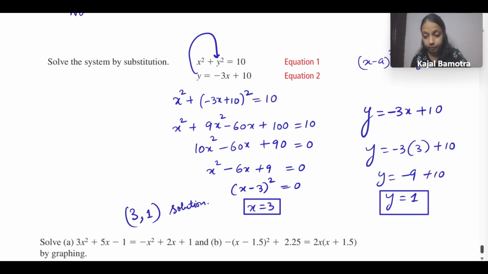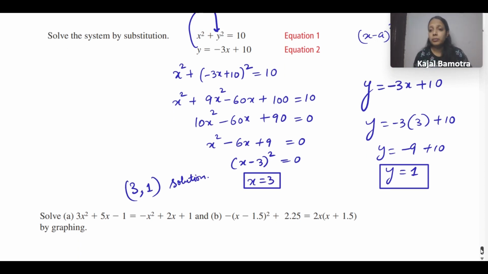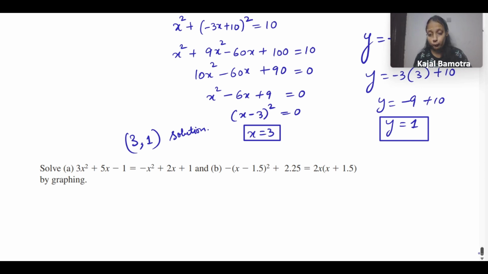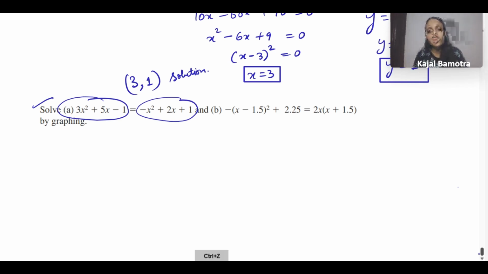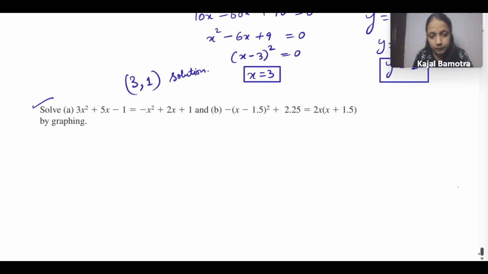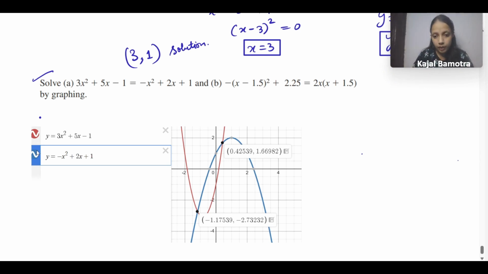Alright. Sometimes the equation cannot be solved manually. So then we use a graphing calculator or a simple calculator. Here it says solve this by graphing. When these two curves are equal, we have to find the solution. Let's draw this. See this. Here, this red colored curve is this equation, and the blue colored curve is this second curve.